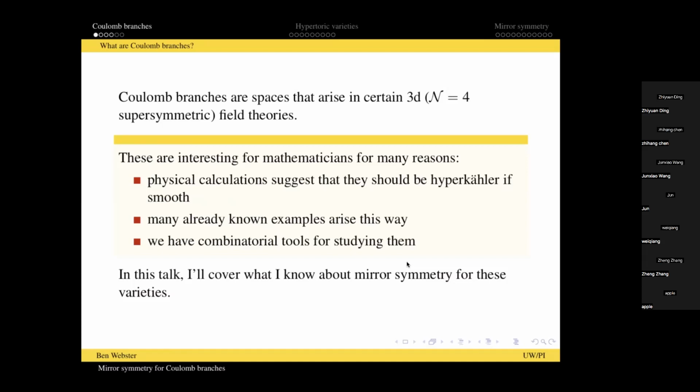Now, this may contradict what I just said. The other thing that's interesting about them is that in many special cases, we actually get examples we already understand, but get a new light on. And maybe, if you take nothing else away from the talk, this is the important idea: even examples that we knew about before, when we think about them as Coulomb branches, we learn something new.